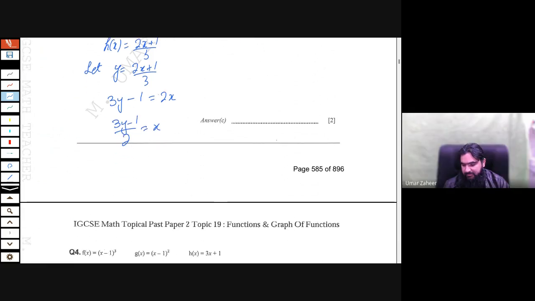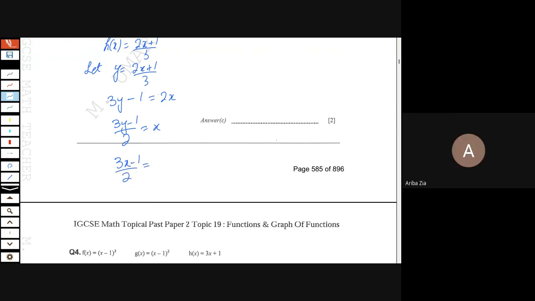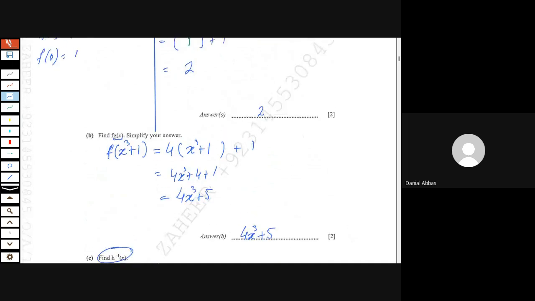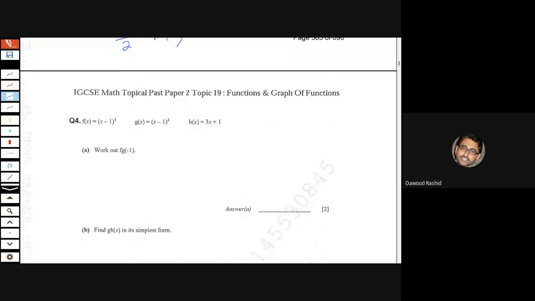Okay, now we have to replace y with x and x with y. Now we have found the h inverse of x, that is 3x minus 1 divided by 2. Yes, everyone, is it clear? Yes, sir.